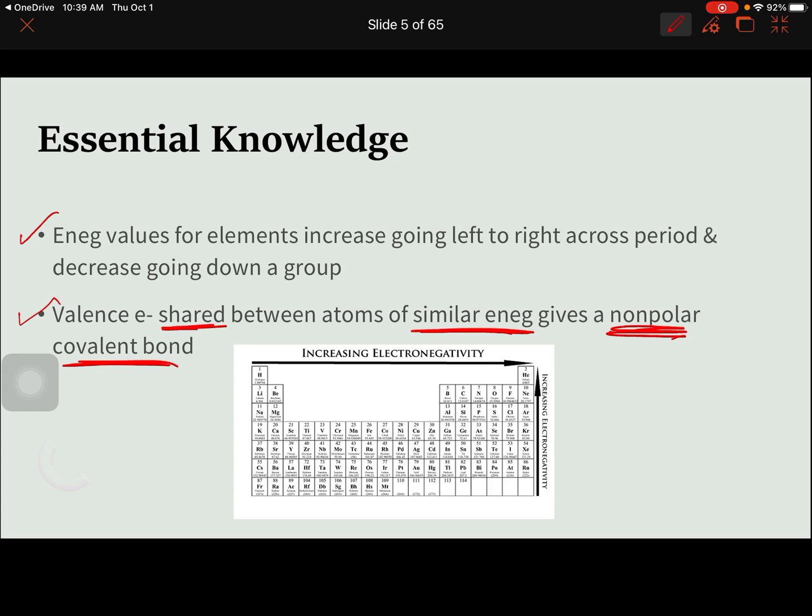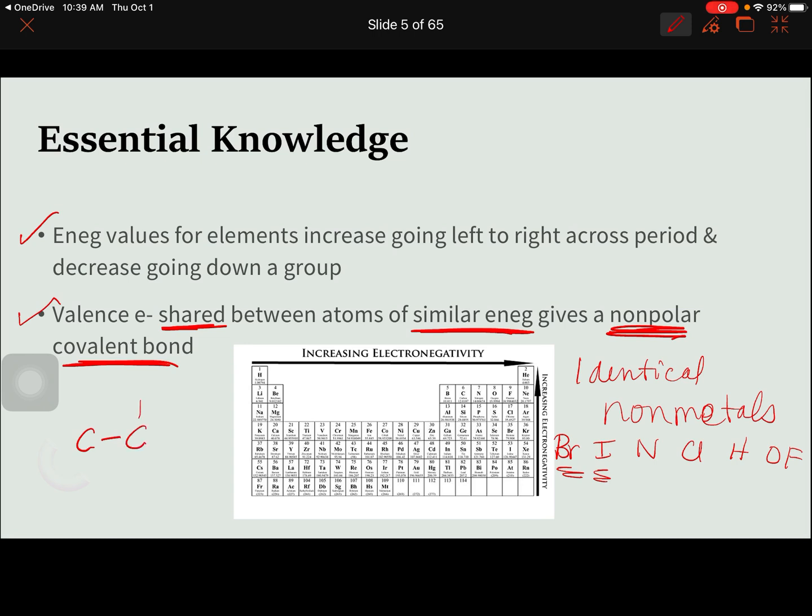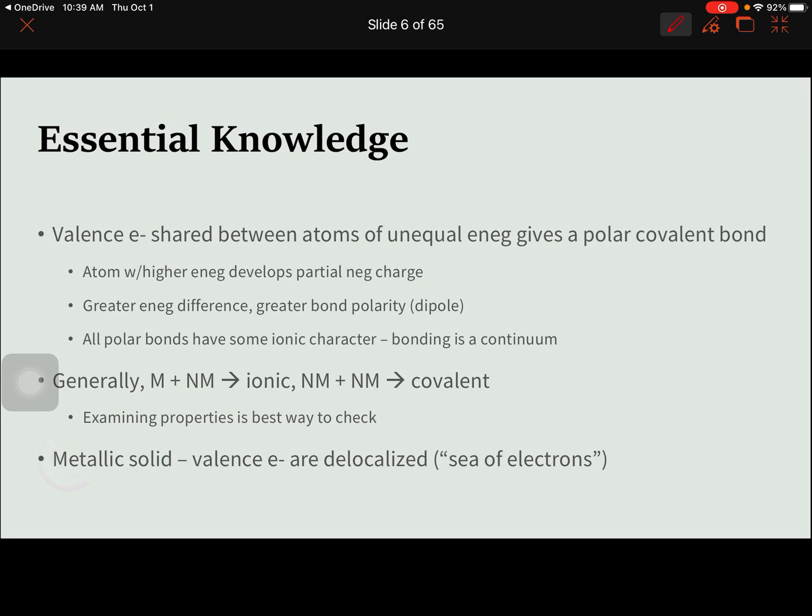When you have valence electrons shared between atoms, if they have similar electronegativity values, that gives you a non-polar covalent bond. So basically, if you think about identical nonmetals, that's going to be your non-polar covalent bond. So all of your diatomic elements, remember those, the Brinkelhoff elements, they come in sets of twos in nature. When a bromine bonds with a bromine or iodine bonds with an iodine, etc., they form a nonpolar covalent bond. Any carbon to carbon linkages in organic compounds, that would be a nonpolar covalent bond.